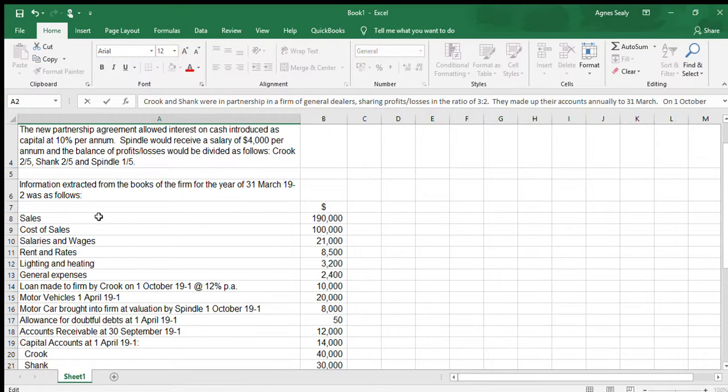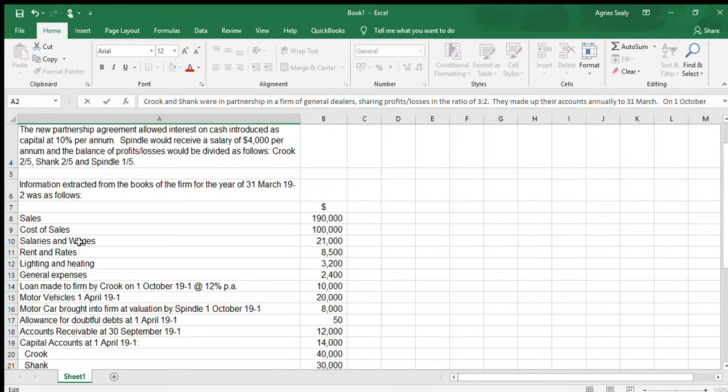So we have sales of $190,000, cost of sales of $100,000, and remember that cost of sales is also called cost of goods sold. How we calculate our cost of sales or cost of goods sold is usually by taking our opening inventory, adding our purchases and subtracting our closing inventory. That is the basic way of calculating our cost of goods sold. We didn't have to calculate it, it was given to us as $100,000.